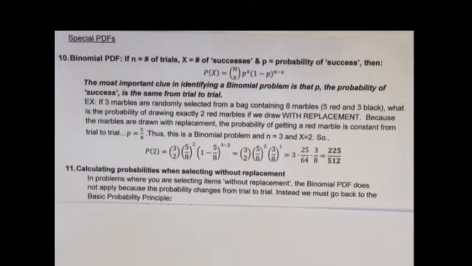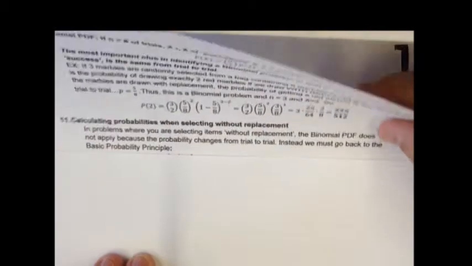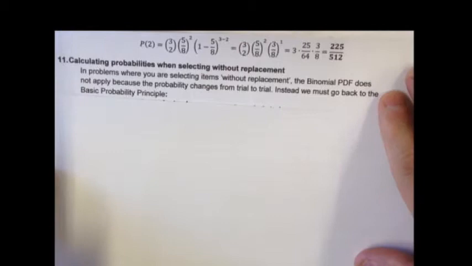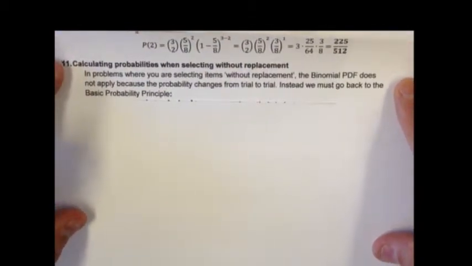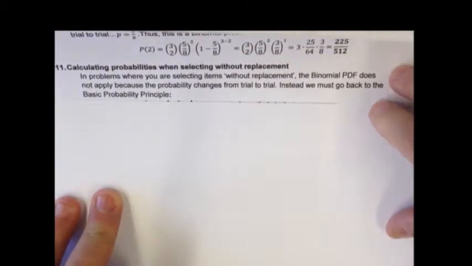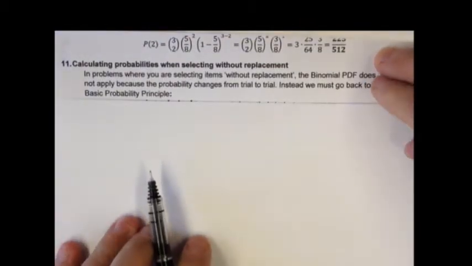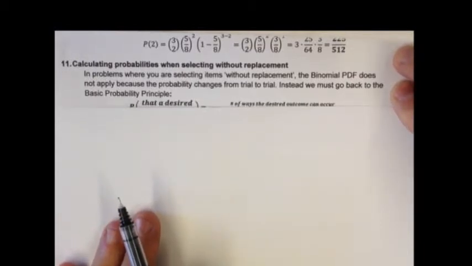Now, what about when you're calculating probabilities and you're not doing replacement? In these problems, without replacement means it's definitely not binomial. If it's not binomial, it really harks back to the probability principle, the solution technique, because the probability changes from trial to trial, and you cannot use the binomial.